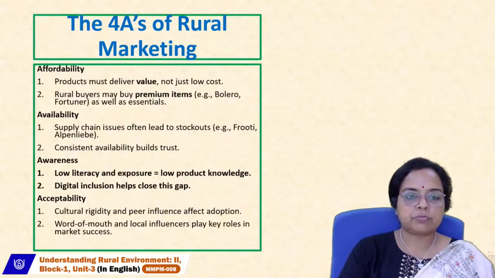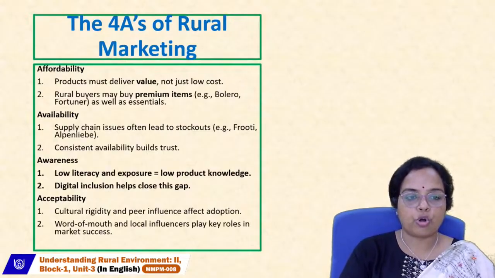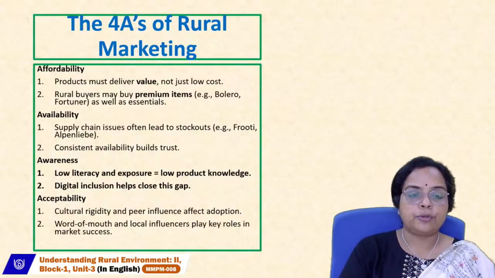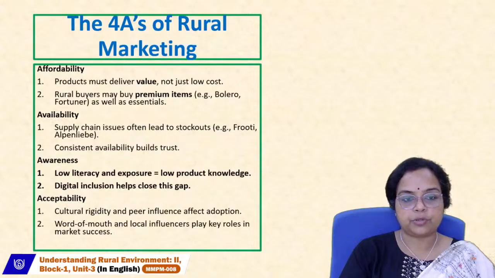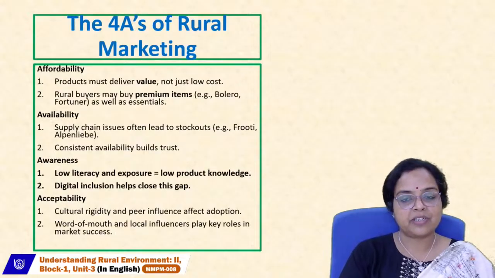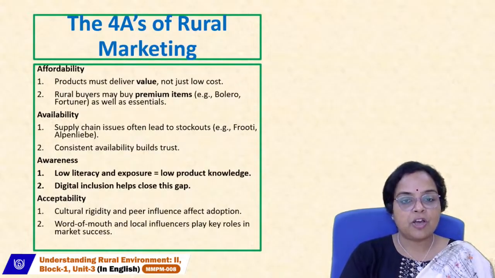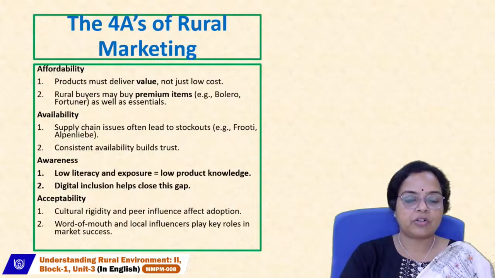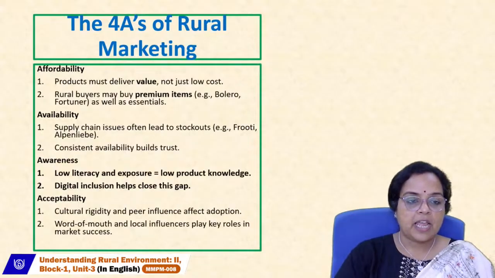Affordability: products must deliver value for money, not just low cost, value for money. Rural buyers may buy premium items also, like Bolero, Fortuner, as well as essentials, because we know there are many rich or wealthy farmers residing in Haryana and Punjab, but they are assessing the value for money. They are not very conscious of low cost for the product.